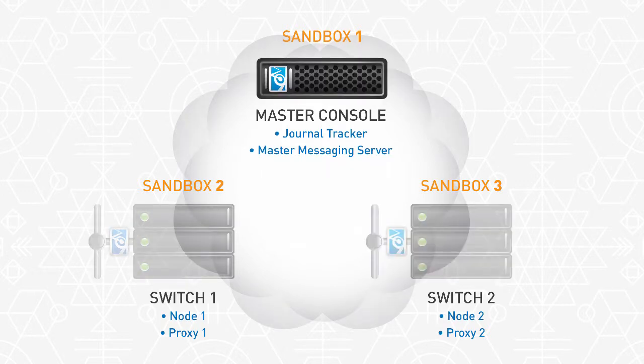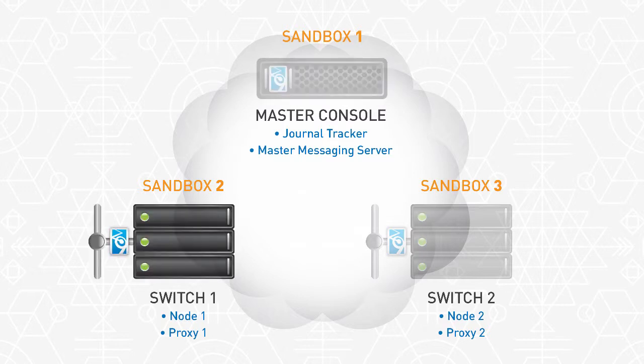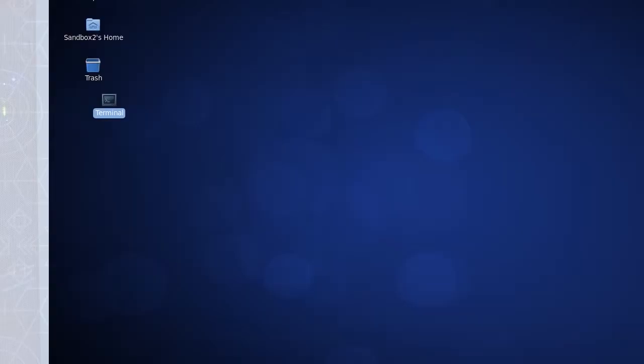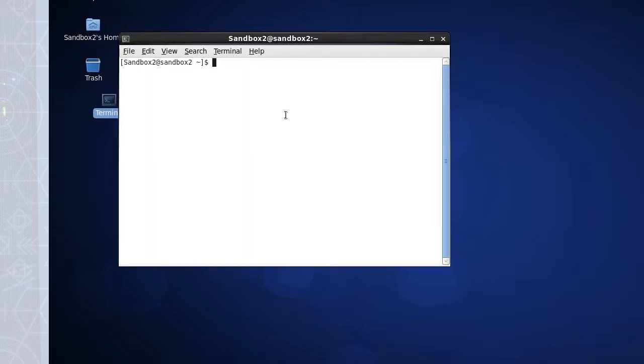The master console installation procedure is addressed in a separate video, and here we assume that the master console has already been established. This video will focus solely on the switch node and proxy installation process. So let us begin. Once logged into the Linux operating system, we will open a terminal session and log in as super user.